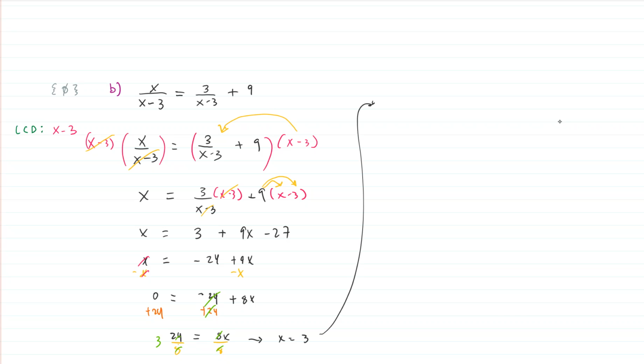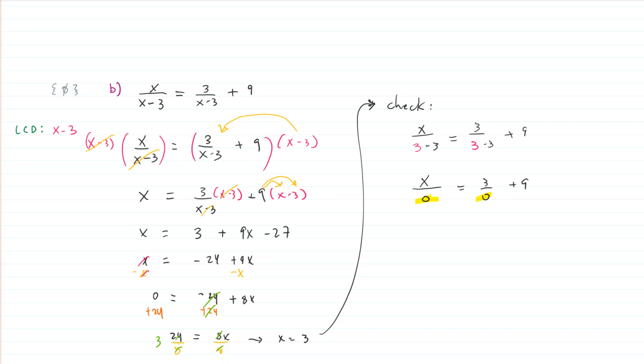Now if we go back up to check, because we always need to do that in these types of problems, we can see that we have some issues. Let's just write it out here. What we have, x over x minus 3 equals 3 over x minus 3 plus 9. And instead of having an x, we're going to put in our answer, which is 3. So right away you can see there's some issues, right? Because we have 3 over 0 equals 3 over 0 plus 9. We can't have zeros in the denominators. So 3 is not in the domain of this function.